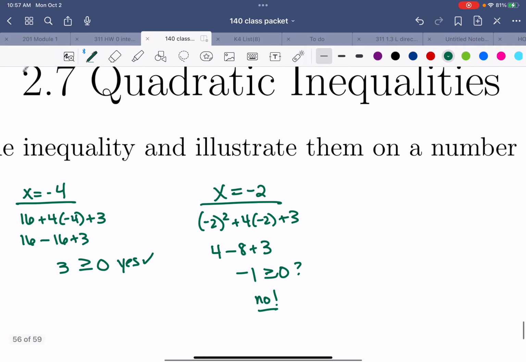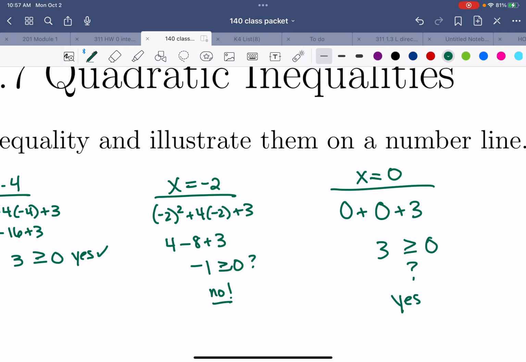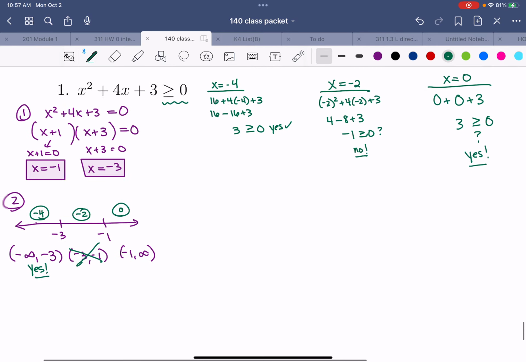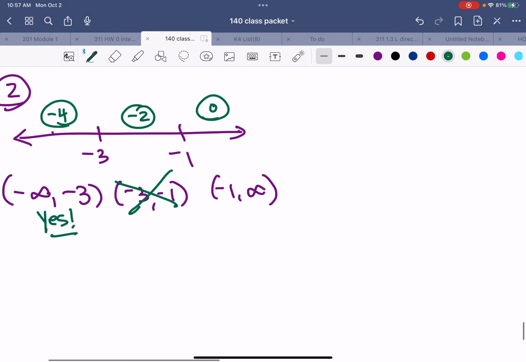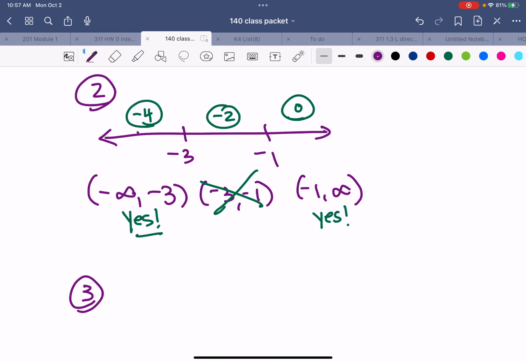Then I'm going to check my last one, which is x equals 0. I like using 0 because anything with an x becomes a 0. So our x squared becomes a 0, our 4x becomes a 0, and I just have the plus 3. So I just get 3, and is that greater than or equal to 0? And the answer here is yes. So that means we do want this one right here. Step 2 is to create and test your intervals. And then step 3, we're going to go ahead and give our answer.